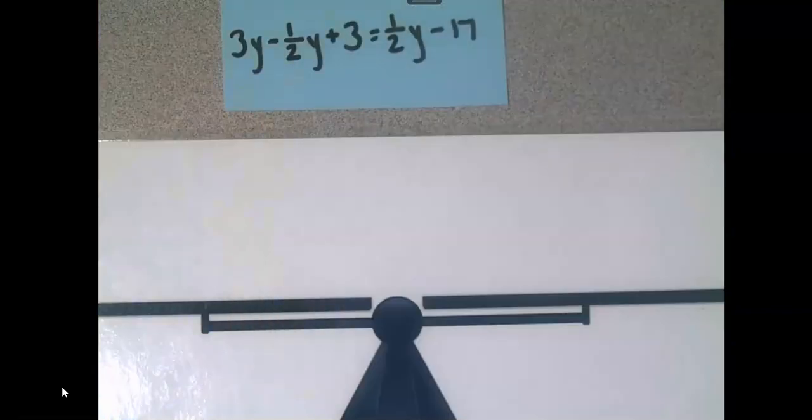Welcome to Hands-on Equations, Fractions, Lesson 11. In this lesson, we are going to have terms with an unknown on both sides of our equation. So our first equation is 3y minus 1/2 of y plus 3 equals 1/2 of y minus 17.